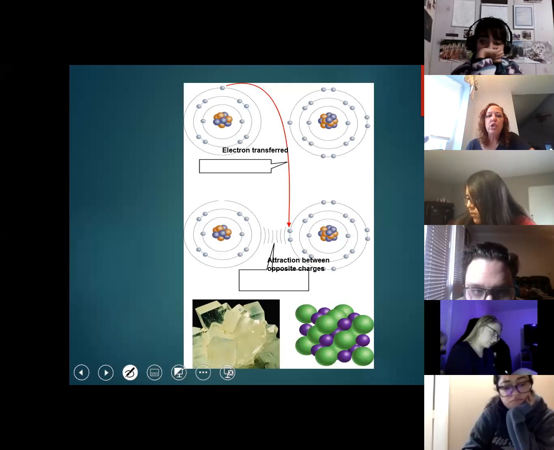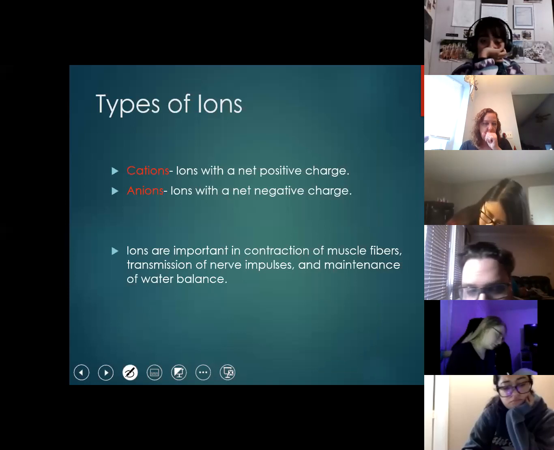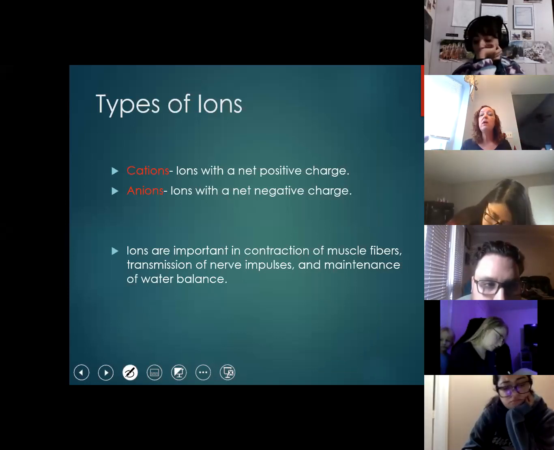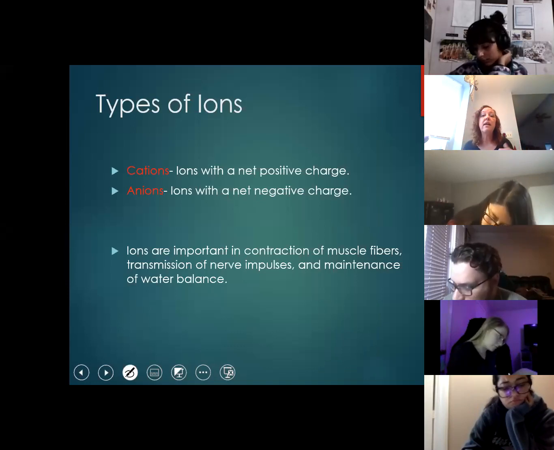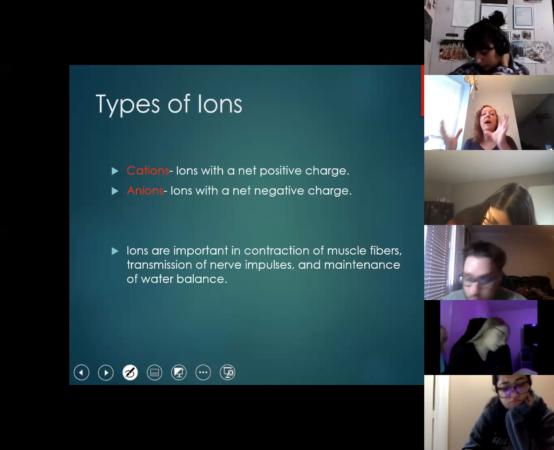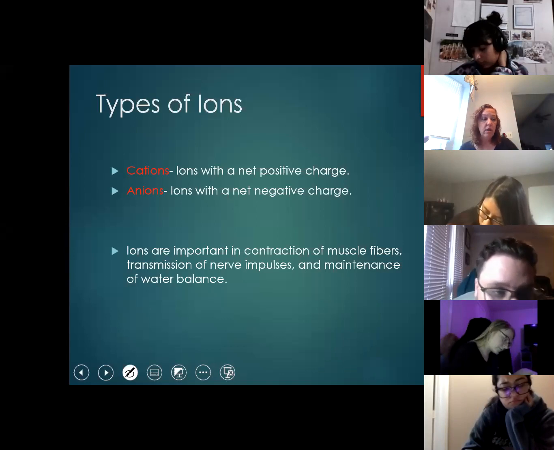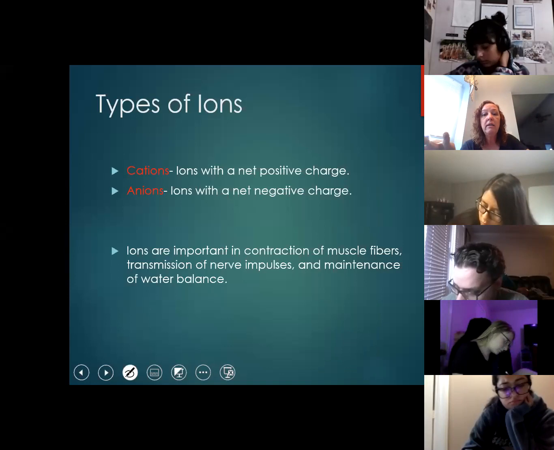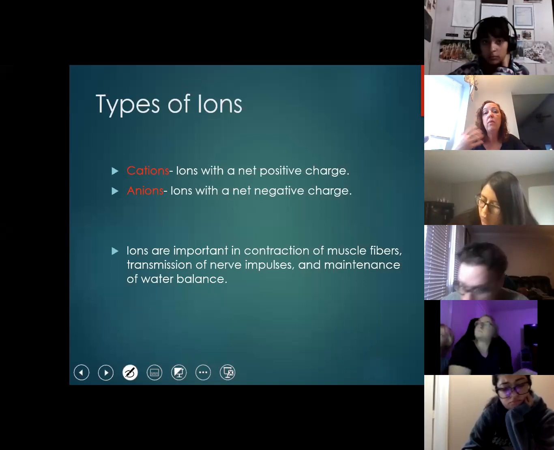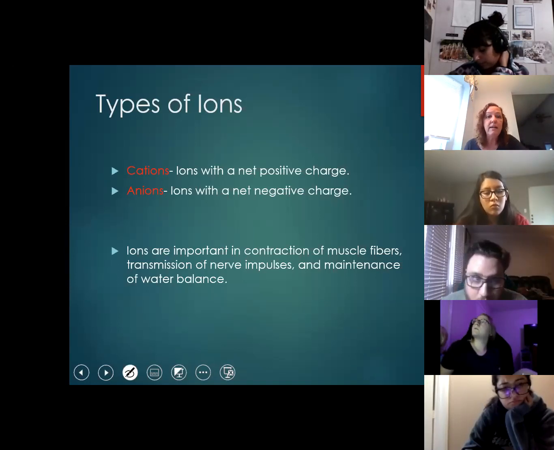Here's just another picture showing that electron transfer. So we have ions, right, that have gained or lost an electron. We have ions that become positive, lost an electron. We have ions that have become negative. They have gained an electron. And we just have terms for these. A cation is positive. And the way I remember this is cats make me happy. Cats make me positive.